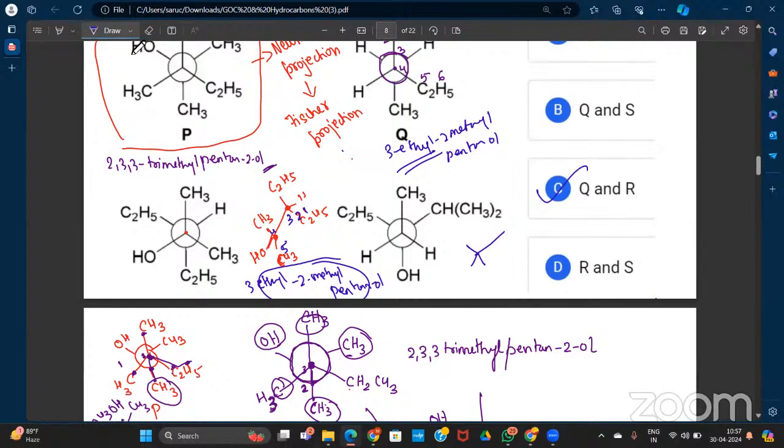Got it? So if given a compound with chiral centers, you can either convert it into the Fischer projection and then find out R and S. Else, just convert it into Sawhorse and find out the name, and the ones which have the same name are going to be identical isomers.